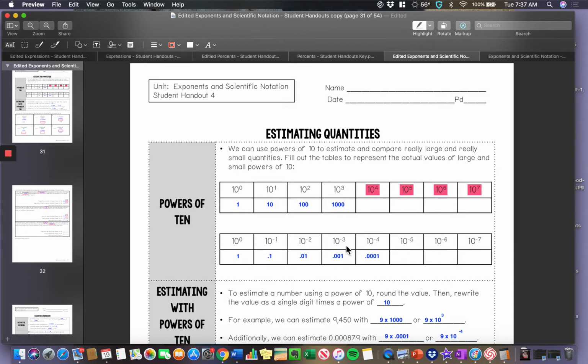Then I have 10 to the negative third. So I have 0.001. And you can notice a little pattern starting to develop, that when I had negative 3, my 1 is in the third spot to the right of the decimal. And the same can be said for 10 to the negative fourth, that my 1 is in the fourth spot to the right of the decimal. Okay, so this one is 3 spots to the right of the decimal, this was 2 spots to the right of the decimal, and this is 1 spot to the right of the decimal. So you guys are going to need to fill in 10 to the negative fifth, and so on.